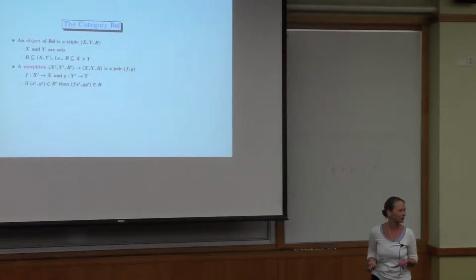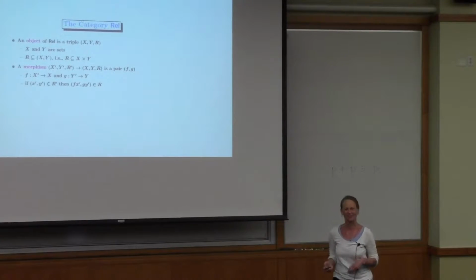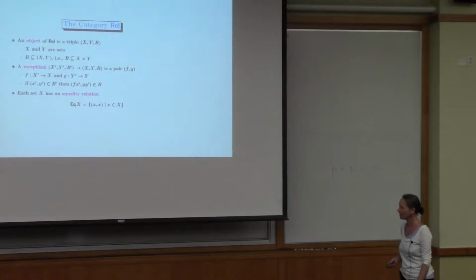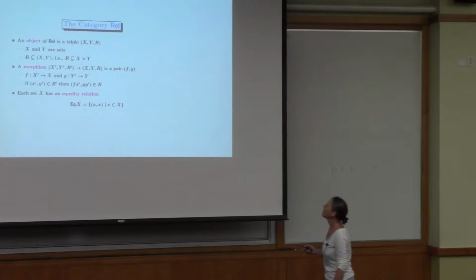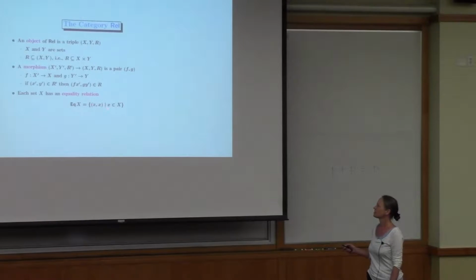Well, we've heard that before, right? That's the essence. We want to map related things to related things. Okay? And in particular, every set X has a distinguished relation called the equality relation. And it's just what you think it is. It's the pair of things that are equal.